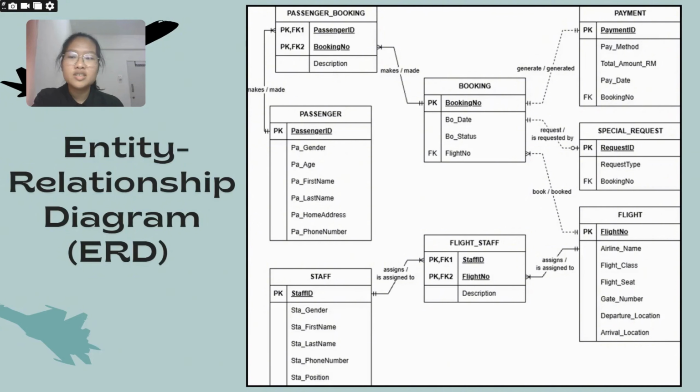Next is our entity relationship diagram, ERD. There are 6 entity tables and 2 bridges. The entity tables are staff, passenger, booking, payment, special request and flight. And the bridges are passenger booking and flight staff. All these tables are connected to each other to present this project.